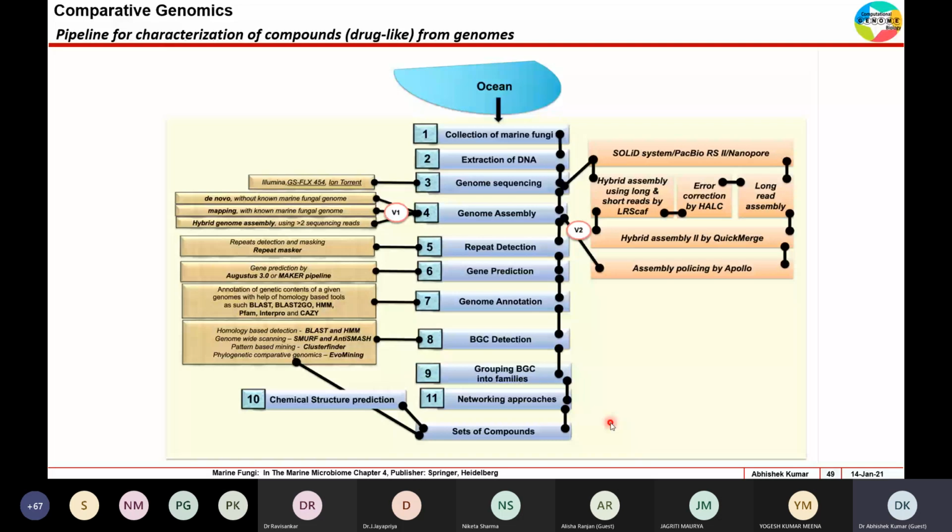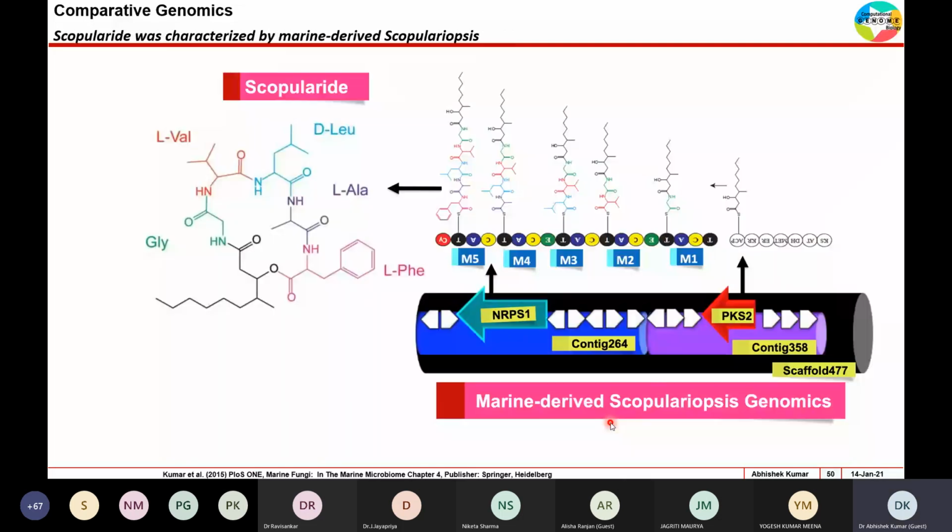So in one case, we have identified, from marine-derived Scoporopsis, this anti-cancerous compound, which we went and characterized fully. So what happens in this one? There is a PKS2 lying somewhere in the genome, and this one will produce this red portion, and then PKS is required for production of that final one, which will help in circularization, or the first one, whichever way you want to call it.